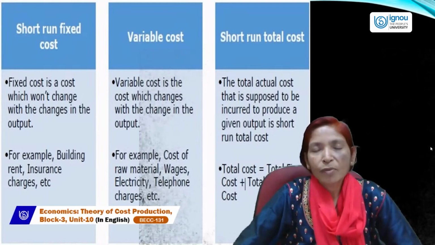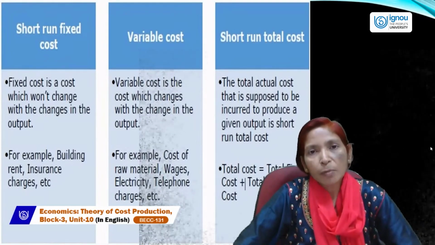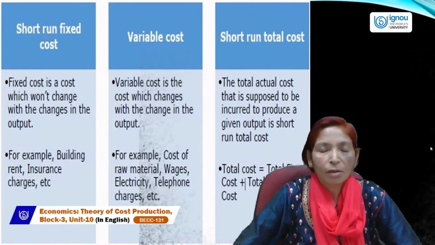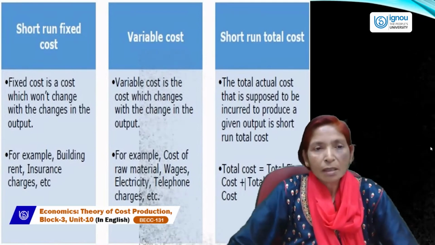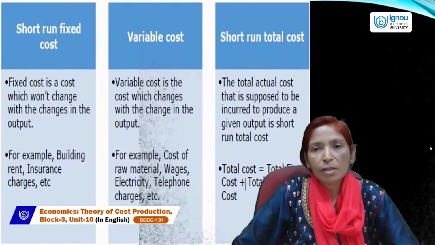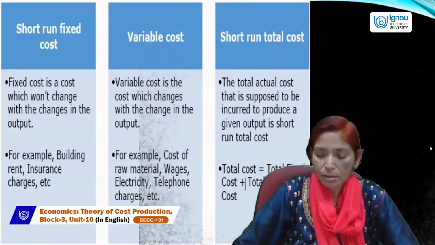And total cost, we know that it is the sum of fixed cost and variable cost. So total cost can be calculated by adding total fixed cost and total variable cost. So these are three short run costs: fixed cost, variable cost, and total cost.